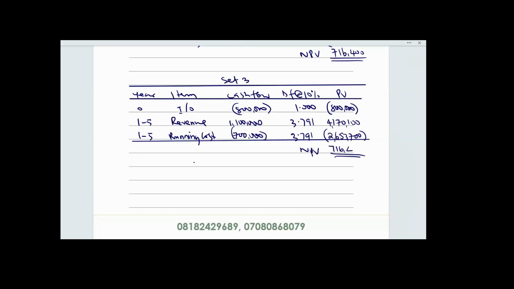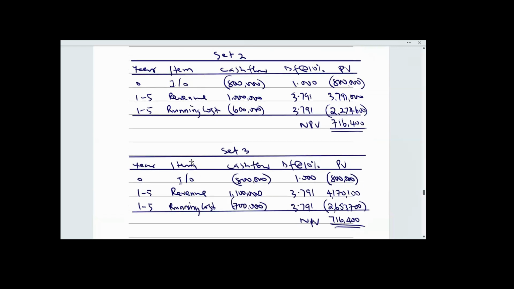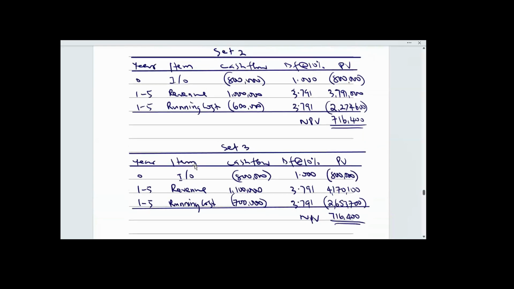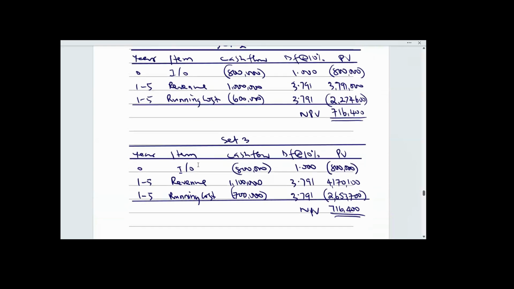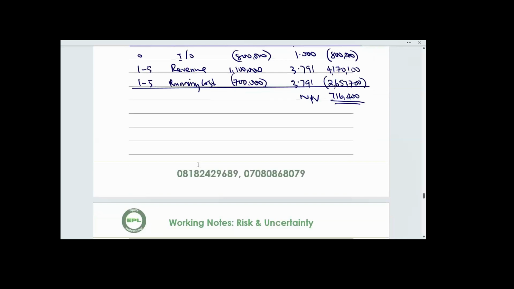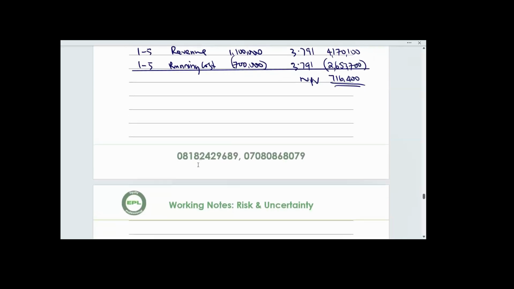716,400. So we have computed the NPV for the 3 sets. You can see that we have 3 different NPVs, and you need only one. Therefore, you need to find the average expected NPV.